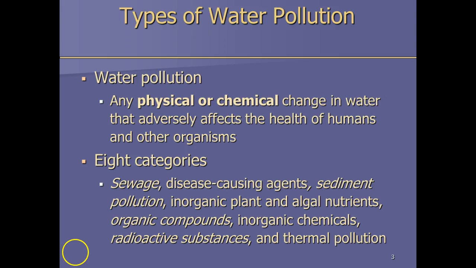Types of water pollution. First, knowing what water pollution is, whether it's physical or chemical. Physical would be sediments. Chemical would be DDT, as we've discussed in class, or water from industrial processes, which would be filled with chemicals. 8 categories we're going to study: sewage, disease-causing agents, sediment, inorganic plant and algal nutrients, organic compounds, inorganic chemicals, radioactive substances, and thermal pollution.